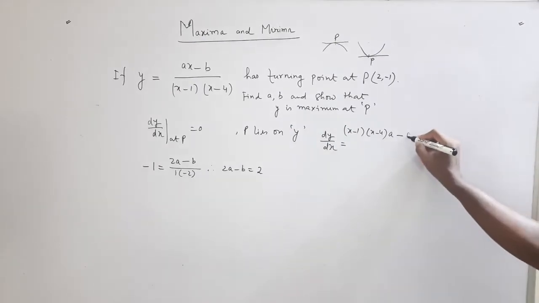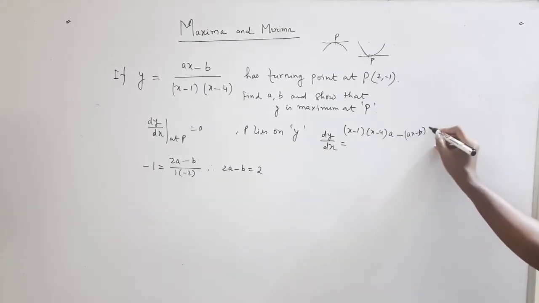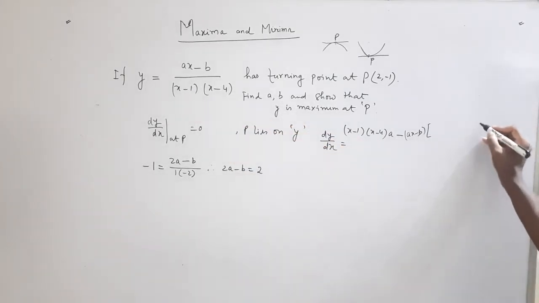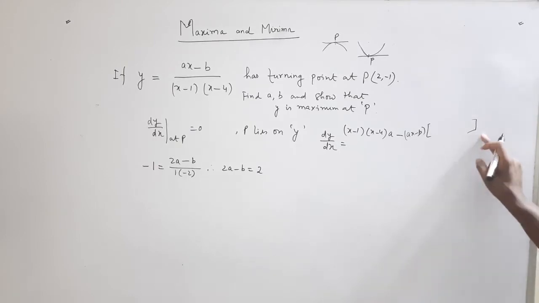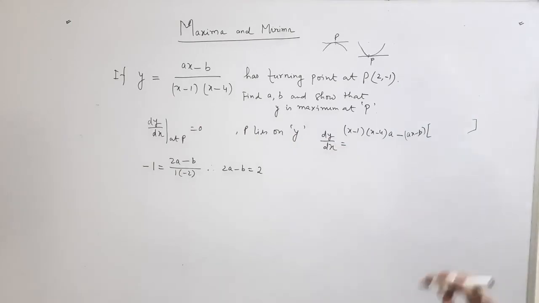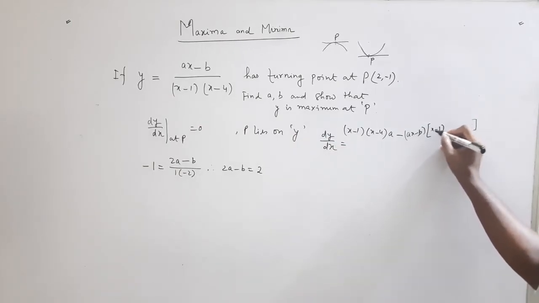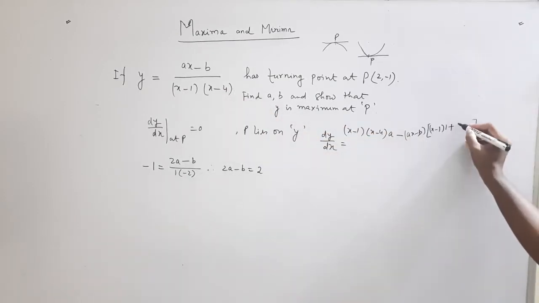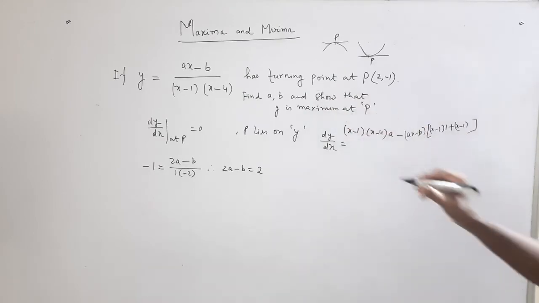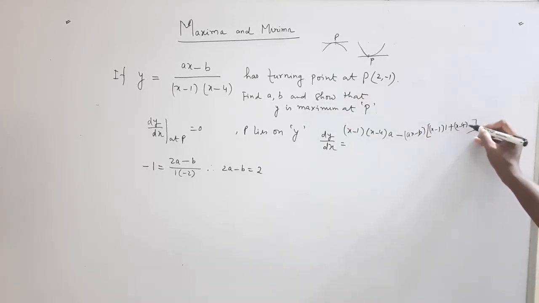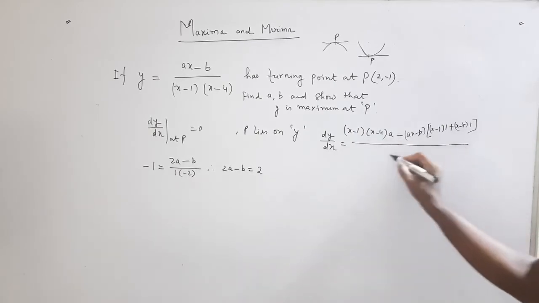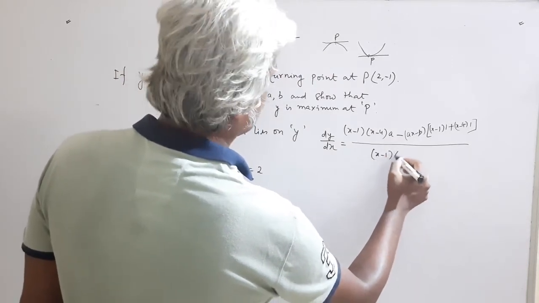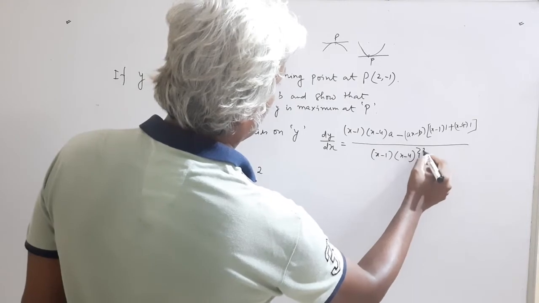So ax minus b constant, and then I have to find the differentiation of (x minus 1)(x minus 4). I can use the UV rule, the product rule, to find it. So here I keep x minus 1 constant, and the differentiation of x minus 4 is 1, plus keeping x minus 4 constant, and the differentiation of x minus 1 is 1, so this is x minus 4 times 1, whole divided by the denominator square. So (x minus 1)(x minus 4) whole is squared.